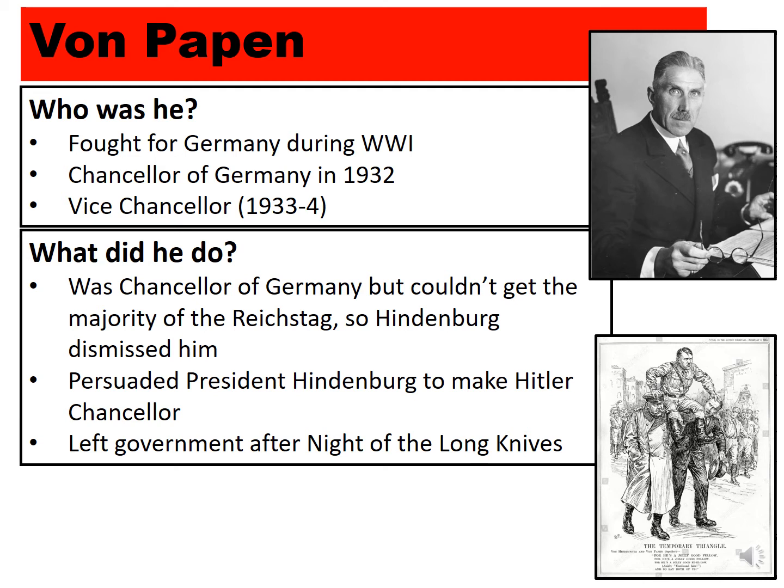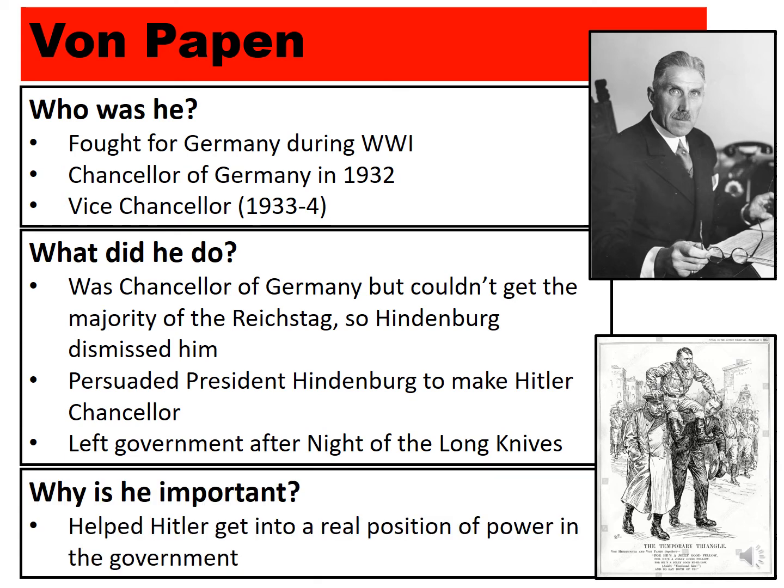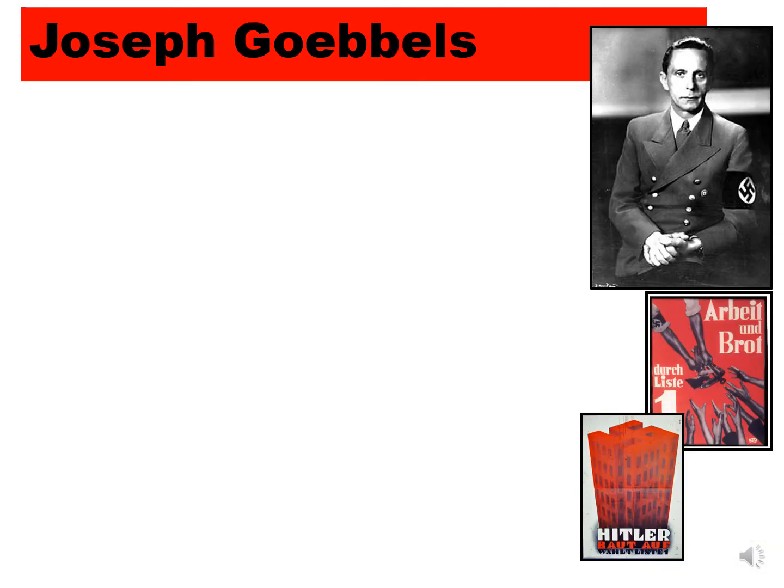After Hindenburg's death, Hitler makes sure that all his enemies are gone with the Night of the Long Knives, where they make a list of all of Hitler's enemies, including key members of the SA, and they murder them. Von Papen manages to get out of that. He doesn't get arrested, he doesn't get murdered, but he quietly slips away and leaves the government in 1934 after the Night of the Long Knives. So he's important because he helps get Hitler into that position of power, and then you hear from him again.